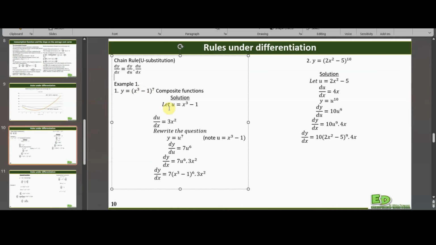Okay, so we represent one of the functions with u. Normally we represent what is in the bracket with our u. So we'll say let u be equal to x to the power 3 minus 1.